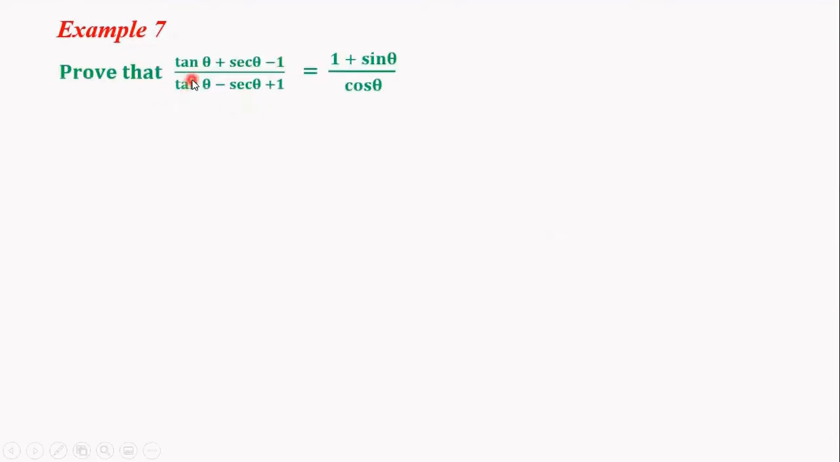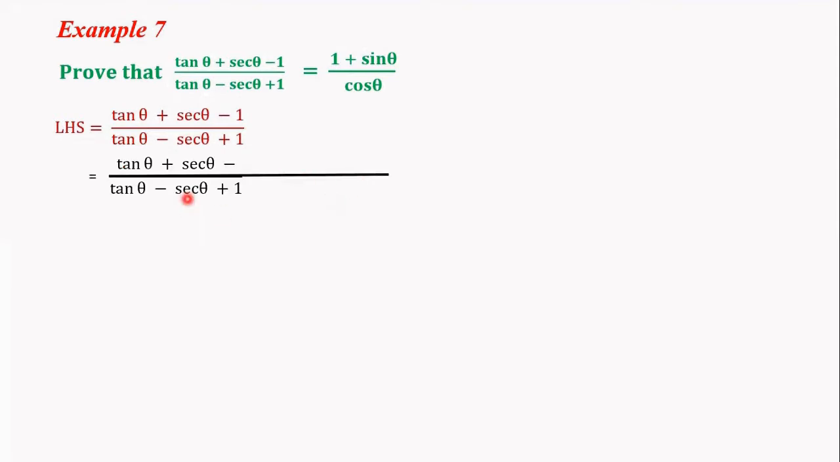Prove that (tan theta plus sec theta minus 1) by (tan theta minus sec theta plus 1) equals 1 plus sin theta by cos theta. Left hand side looks a little bit complicated, so let's start from left hand side. Here it is.